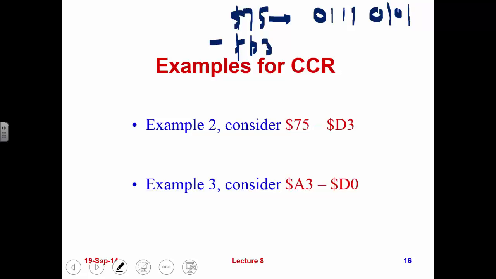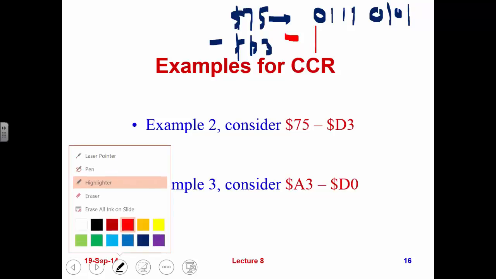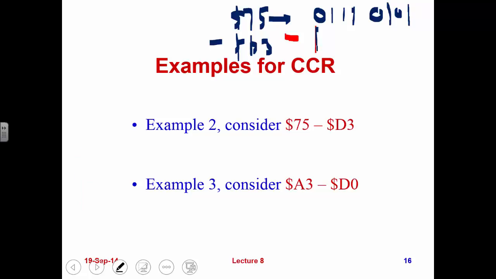Then subtracted by D3. Subtracted here, let me show the sign here. Subtracted by D3. D is equal to 1, 1, 0, 1. Let me show you again in blue. 1, 1, 0, 1. D. 3 here is 0, 0, 1, 1. Right?